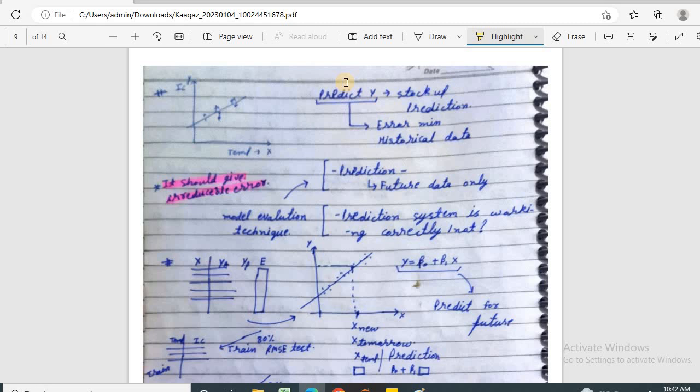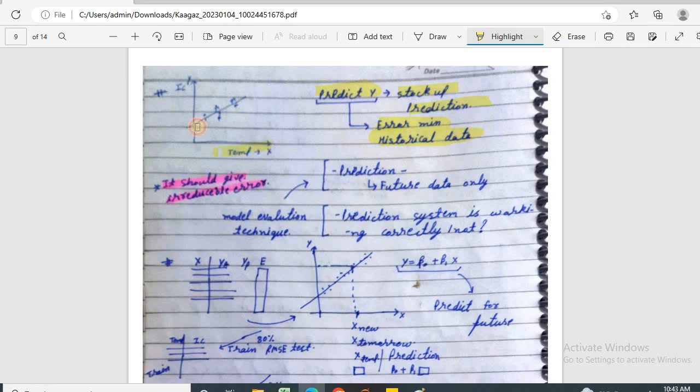Then after this, for example, we predict y, that is stock price prediction. While predicting y, what should be our target? Our target should be that error should be minimum. We should have the least amount of error, and this we do on historical data.